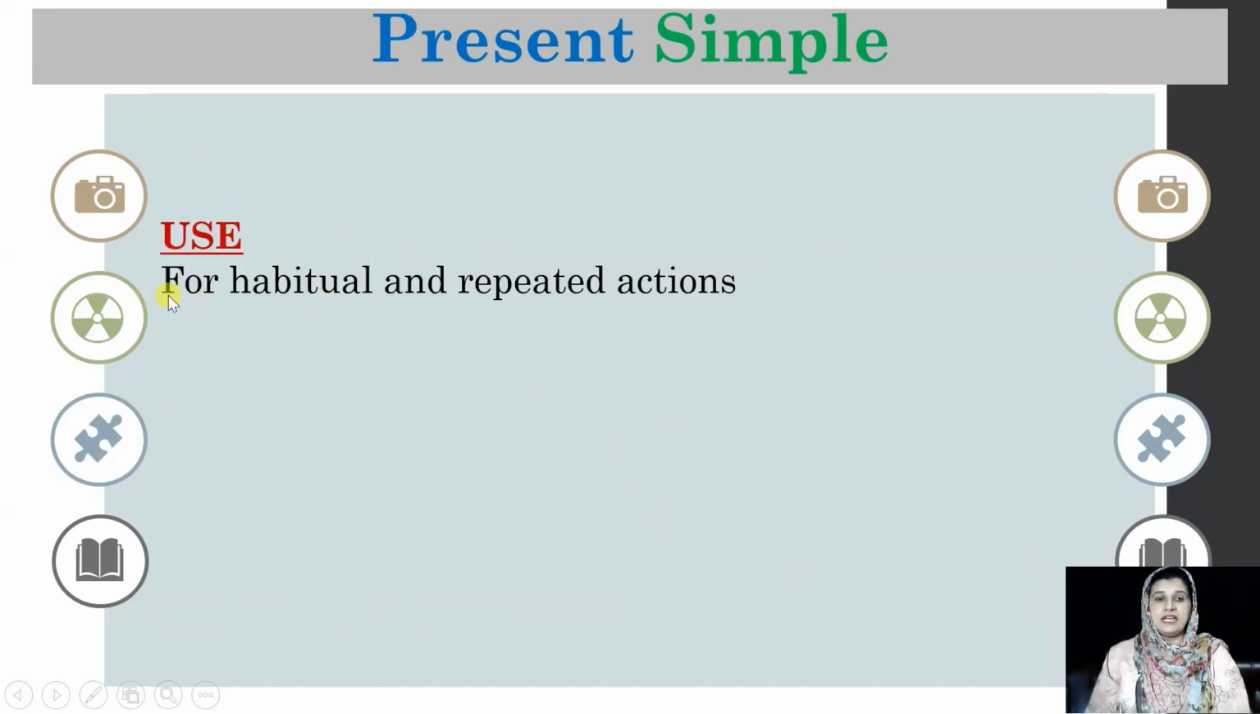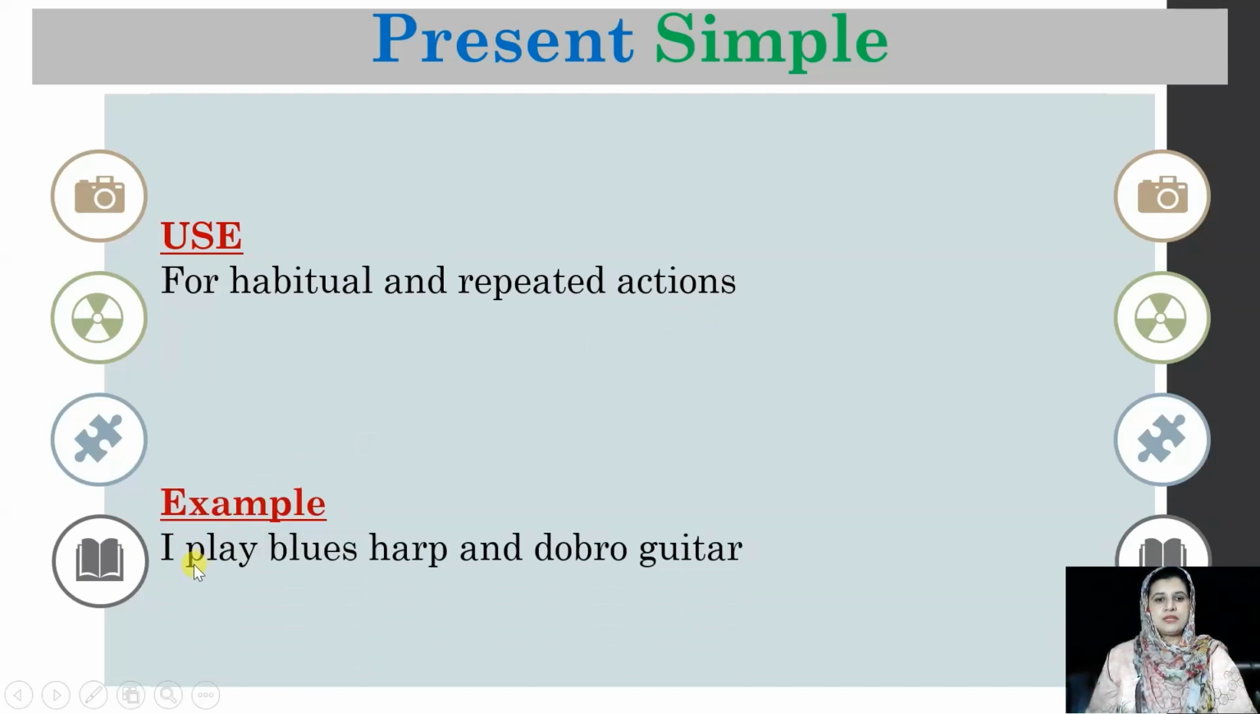Use. It is used for habitual and repeated actions. The actions which are being repeated in routine. For example, I play blues harp and dobro guitar, right? So this is showing a habit, something which is being done repeatedly.